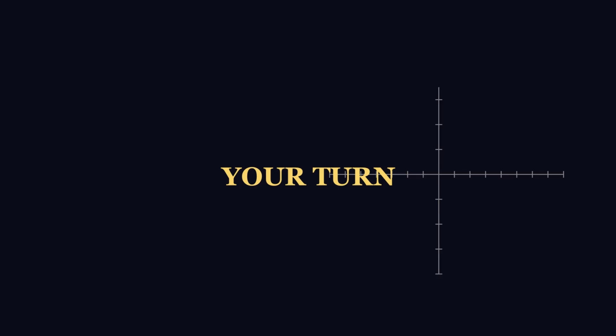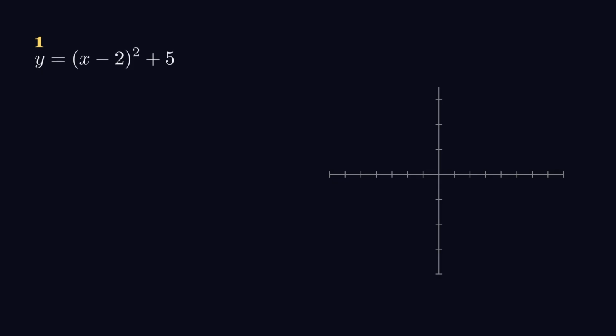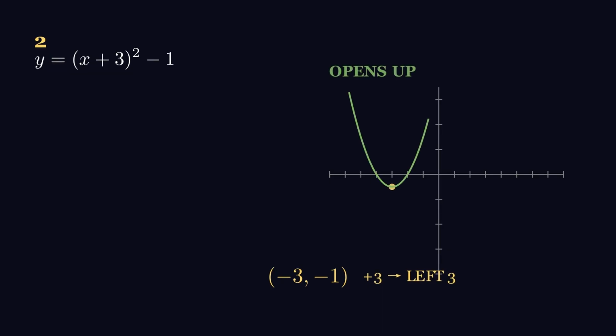Your turn, hotshot. I made these mean. Pose, pause, solve. Then I grade you. 1. What's the vertex of y equals the quantity x minus 2 squared plus 5? 2, 5. Read it right off. h 2, k 5. 2. y equals the quantity x plus 3 squared minus 1. Where's the vertex, and does it open up or down? Vertex negative 3, negative 1. That plus 3 flips to left 3, and it opens up.